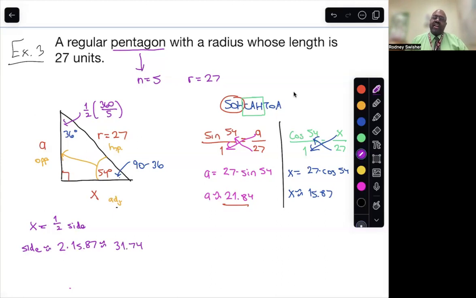Since we have one side, we can now find our perimeter. Remember, to find the perimeter, we multiply one side length by how many sides we have. In this case, there are 5 sides. I'll use a different color. So P is approximately 5 times 31.74. We multiply those two numbers and get approximately 158.7 and then 0, because I like to round things to the nearest hundredth. So we have our perimeter, 158.70.